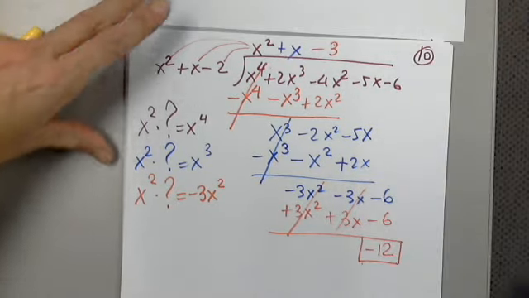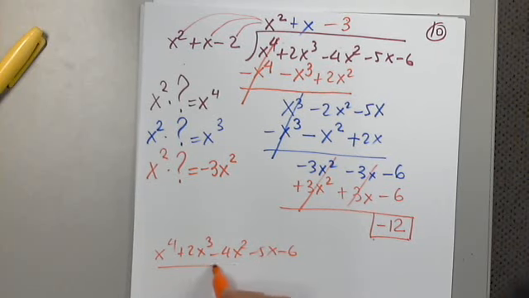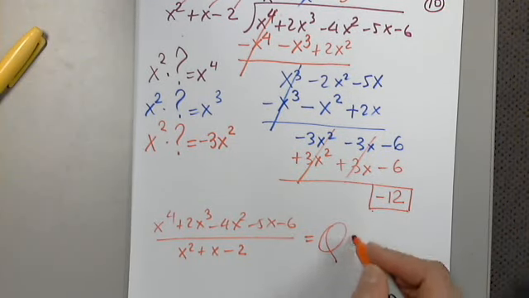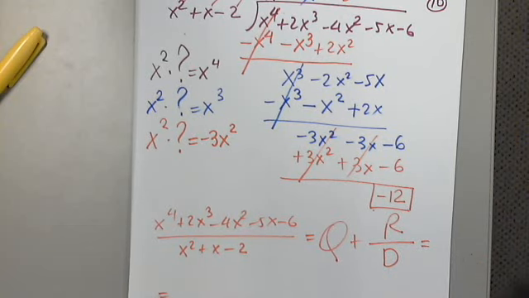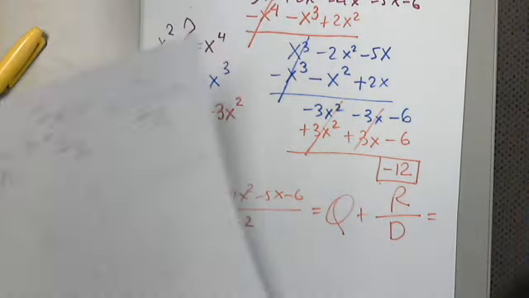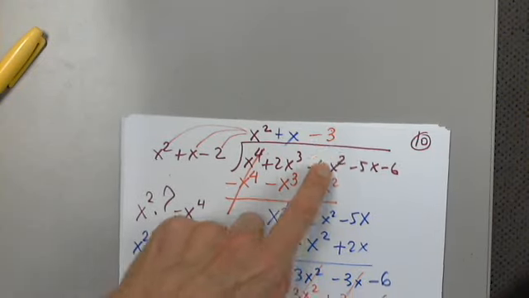So then I write the final answer. X to the fourth plus 2x cubed minus 4x squared minus 5x minus 6 over x squared plus x minus 2 is, I have to write the quotient plus the remainder over the divisor. So what is the quotient here? The quotient is x squared plus x minus 3.